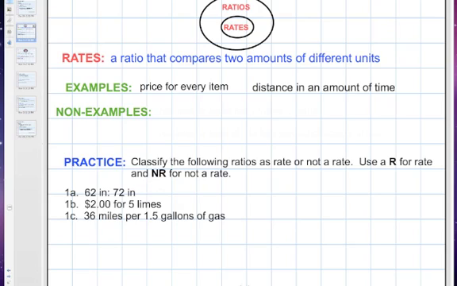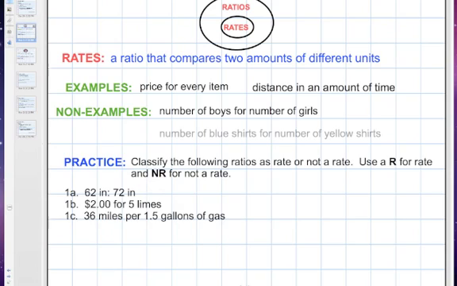Here are some ratios that are not rates. Number of boys for number of girls. Now, granted, boys and girls are quite different, but ultimately they're both people, and therefore not different units. Here's another non-example. Number of blue shirts for every number of yellow shirts. Though they are different colors, ultimately both of those groups are still shirts.